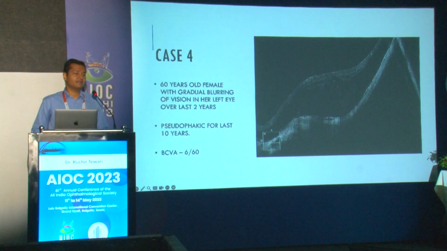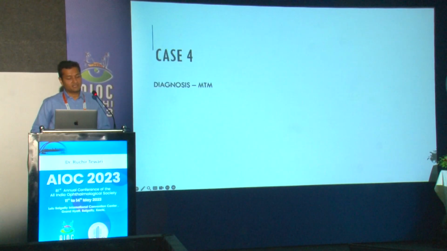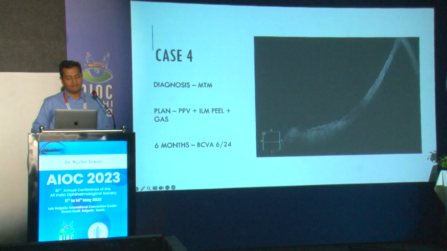Now, this is a classic case of a myopic traction maculopathy, where you see that there is an outer retinal schisis along with an inner retinal schisis, and this patient is very likely to go into a macular hole formation along with a posterior pole retinal detachment, characteristic of pathological myopia. So this patient was diagnosed as MTM. She was advised pars plana vitrectomy along with ILM peeling and gas. Six months later, her BCVA improved to 6/24, and this is the OCT picture from that time.